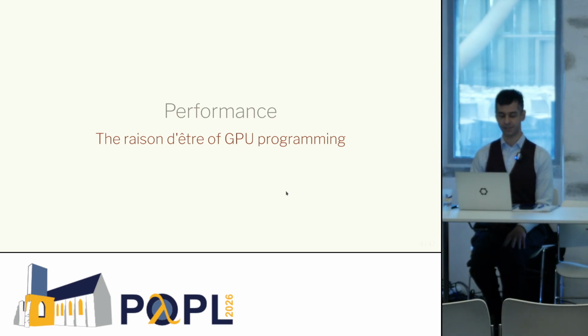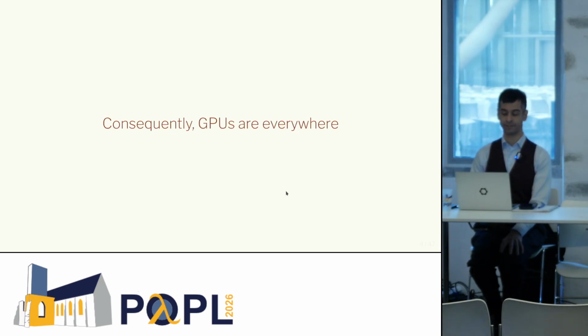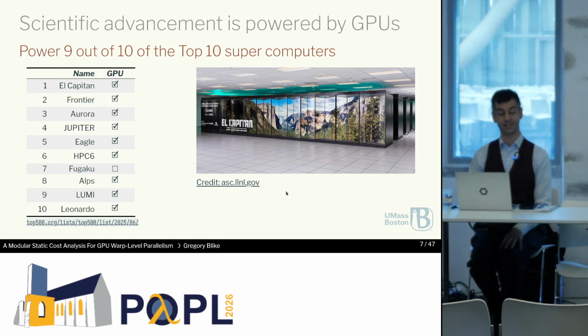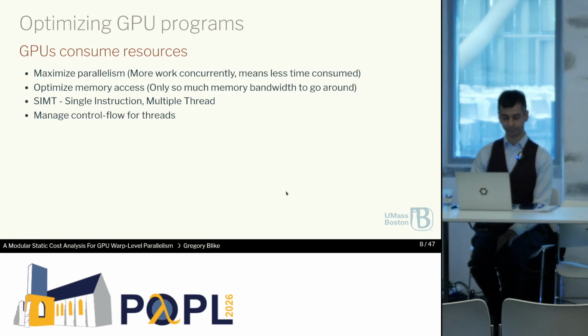Performance is the raison d'etre of GPU programming. Consequently, GPUs are everywhere. The LLM revolution is powered by GPUs, where GPT-5 was trained using 200,000 GPUs. Scientific advancement is powered by GPUs, where 9 out of 10 of the top supercomputers are powered by GPUs. And so we want to be very careful with GPU programming, since it's such a desirable property for performance.